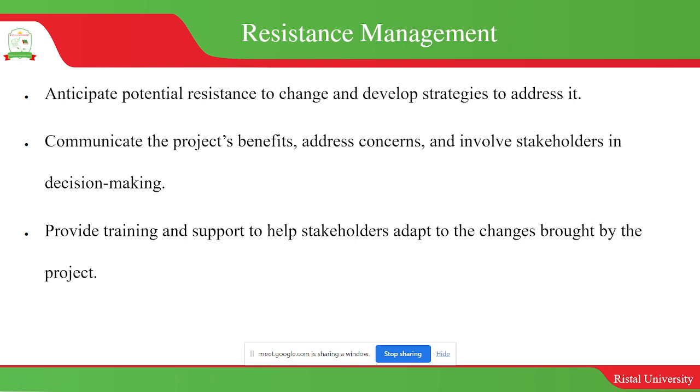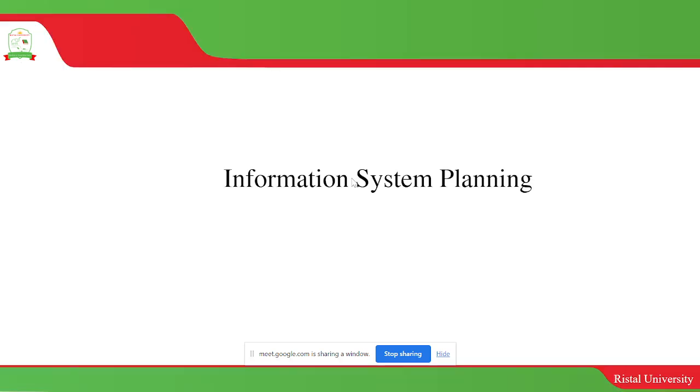If people resist the project, you need to think about the strategies to address this. Communication is key, but another important aspect is training and supporting, such that the stakeholders can understand and be able to adapt to any changes that can happen through or by the project.